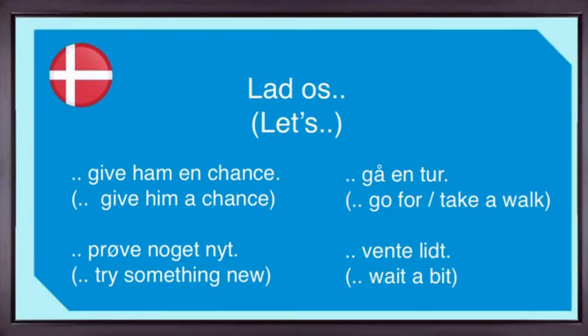Give ham en chance. Give him a chance. Prøve noget nyt. Try something new. Gå en tur. Go for or take a walk. Vente lidt. Wait a bit. Lad os. Very good stuff. Lad os gøre det. Let's do it. Alright. We move on.